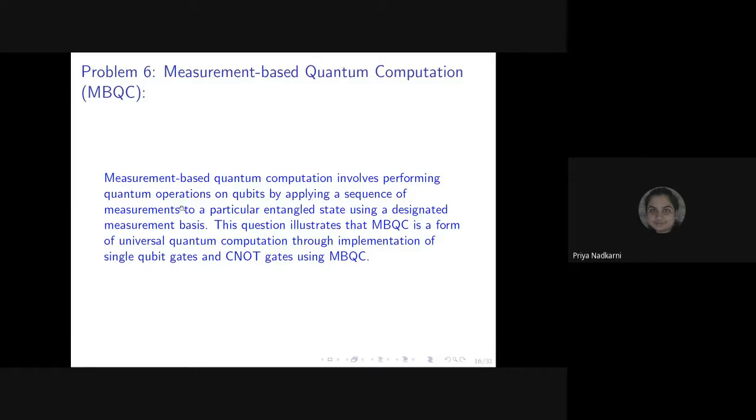As we saw in the lecture, all single qubit gates, along with the CNOT gate, form a universal set for quantum computation. So that's what we'll be showing in this problem: that we can implement all the single qubit gates using measurement-based quantum computation, and also the CNOT gate.